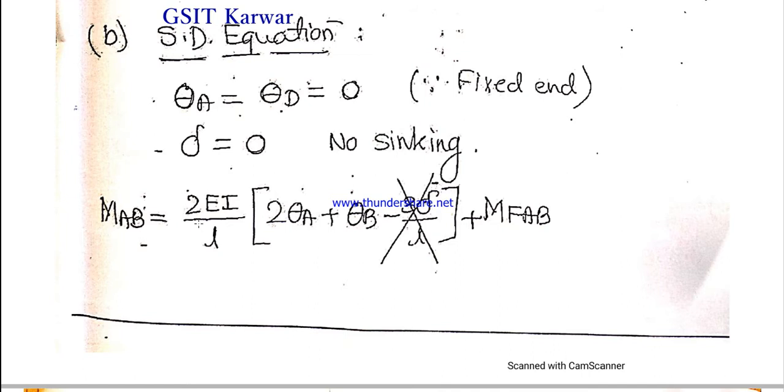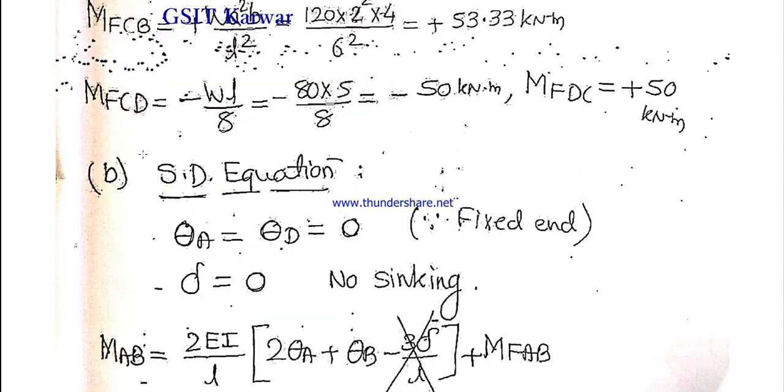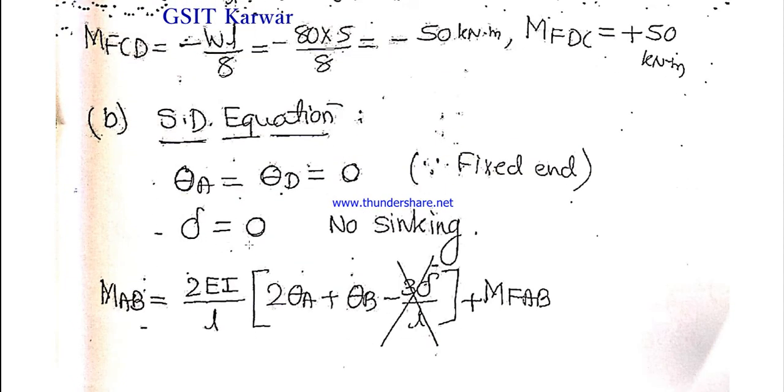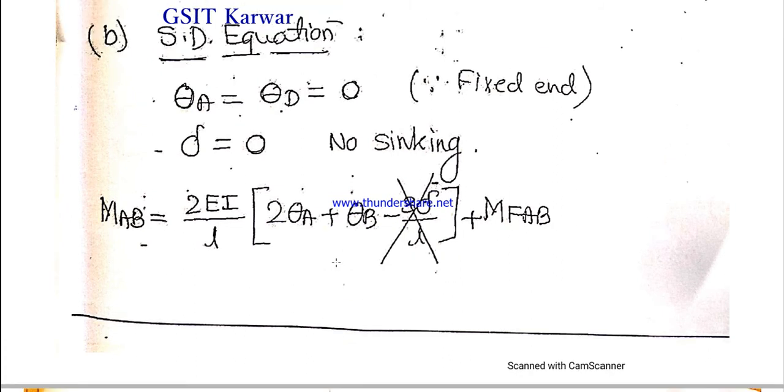Here we know theta A and theta D are equal to 0 because of the fixed end. If the support is fixed, there is no slope. And delta equal to 0 means there is no settlement, no sinking.